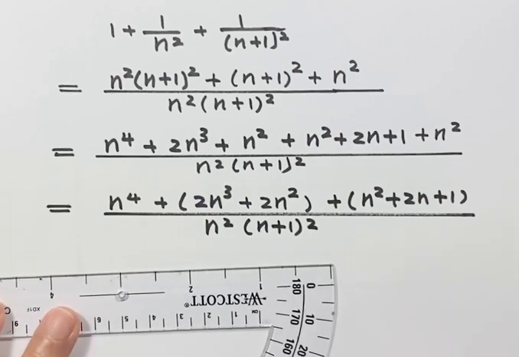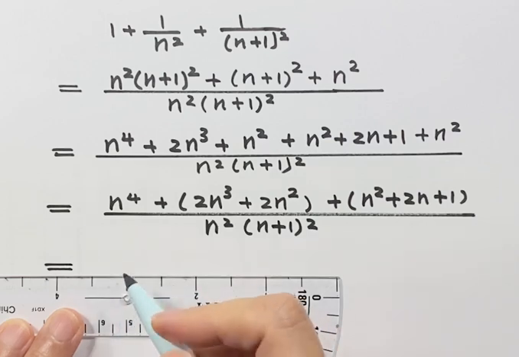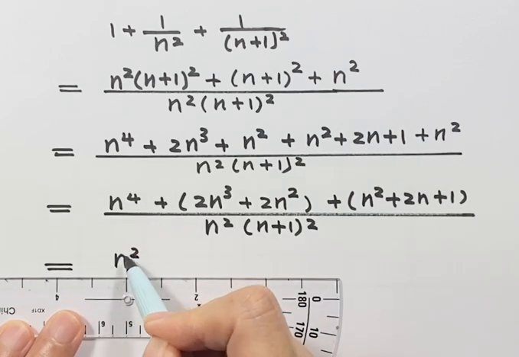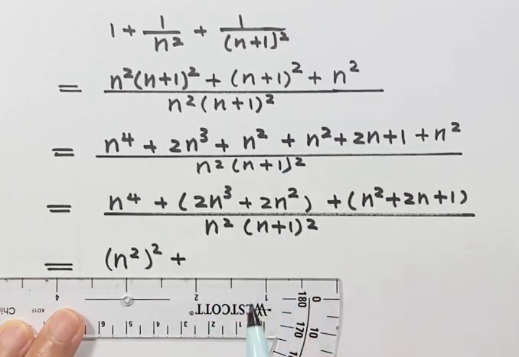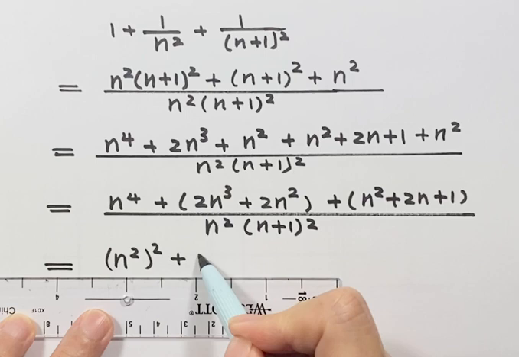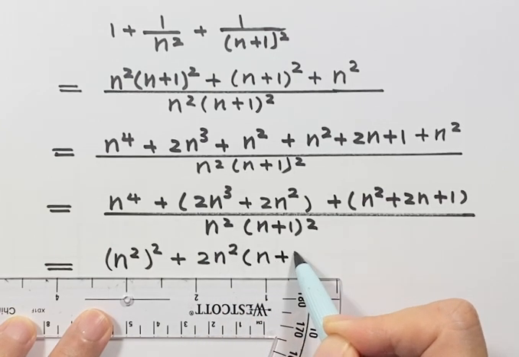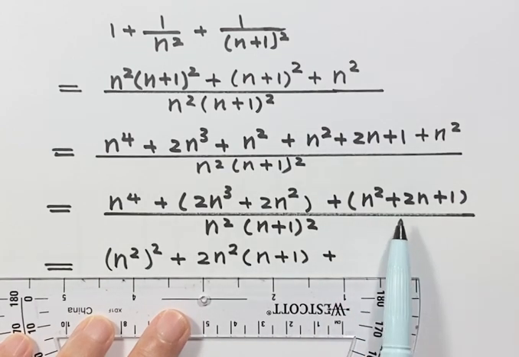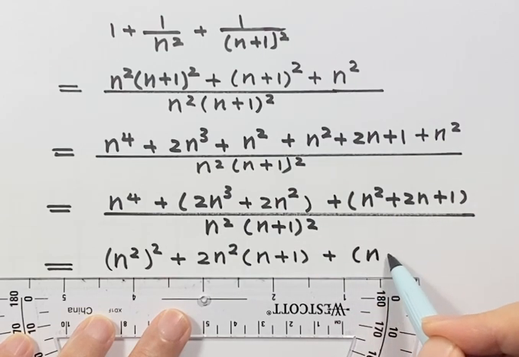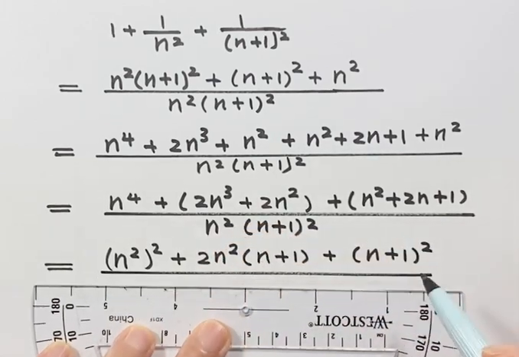Next step, we are going to rewrite the numerator. So n to the fourth, we're going to write as n squared, then squared. Then for the second group, they have a common factor 2n squared. So take out the common factor. Then inside we have n plus 1. Then the last group, n squared plus 2n plus 1, is a complete square. So put them as a complete square, that's n plus 1 squared. Then the denominator.